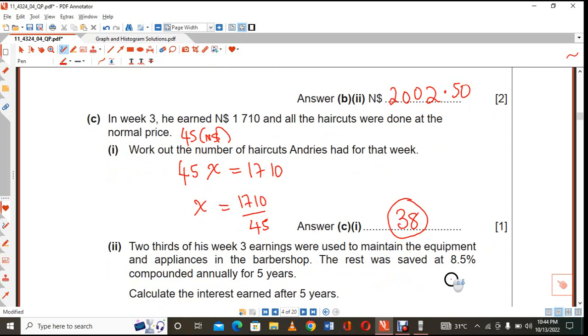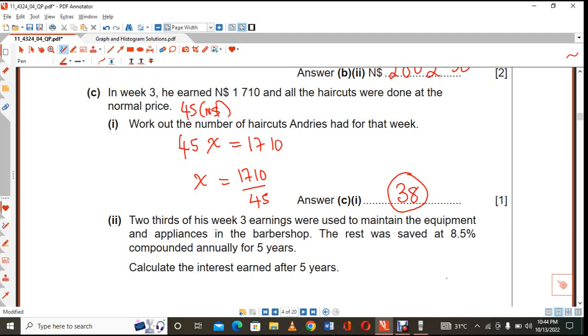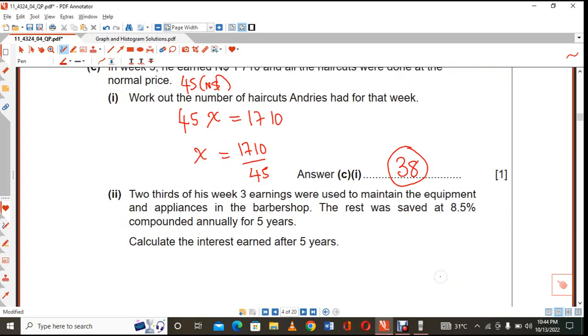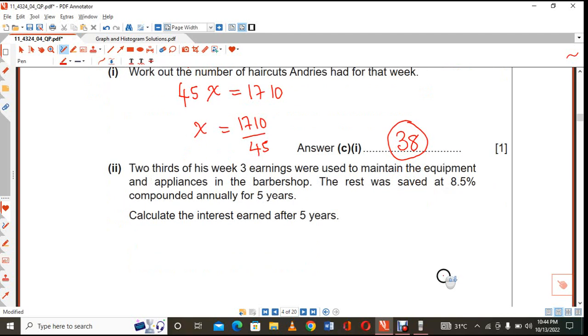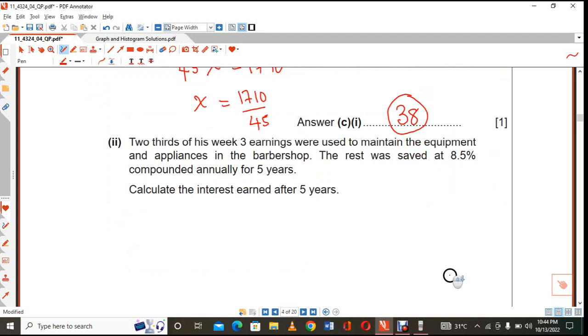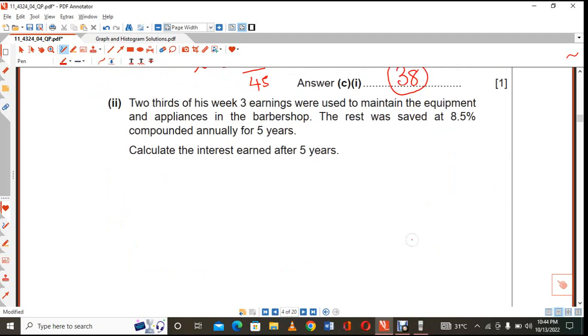Right, so we are still busy with the 1,710. It says 2/3 of his week 3 earnings were used to maintain the equipment and appliances in the barber shop. The rest, and this is where I am coming, since he used 2/3 to maintain the equipment and appliances, 1/3 is representing the rest. So what is 1/3 of 1,710? If you calculate 1/3 of that, you realize it is 570.